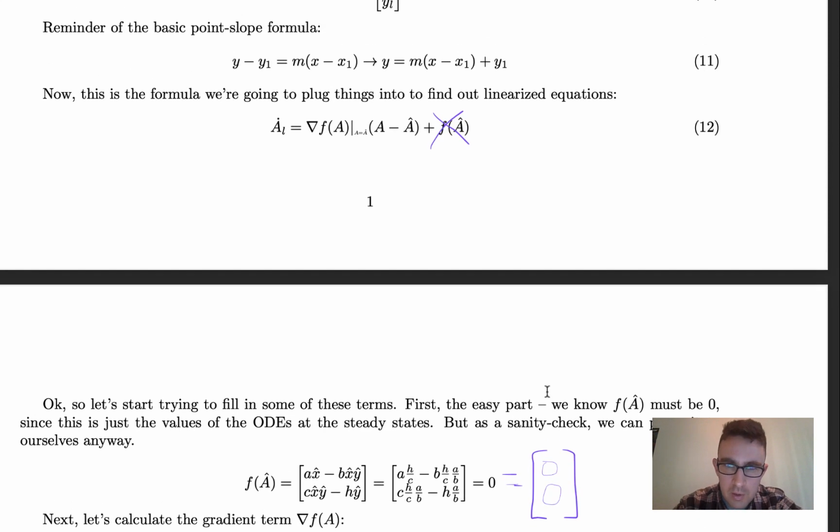So the next one is going to be a little bit more complicated. This next term here looks complicated with the notation. It's the gradient of our original system of ODEs evaluated at our equilibrium point.